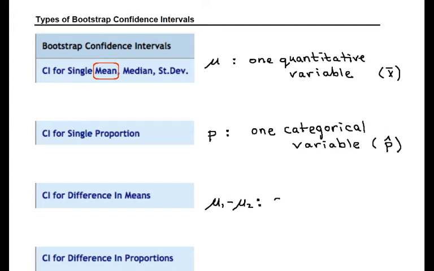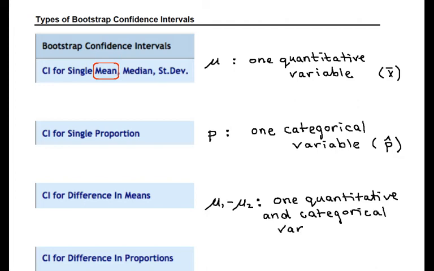So this is one quantitative and one categorical variable, realizing that the categorical variable can only take on two values for this to work, or we have to at least only be looking at two values of the categorical variable. And the sample statistic that we would use to estimate this difference of parameters is x1 bar minus x2 bar.